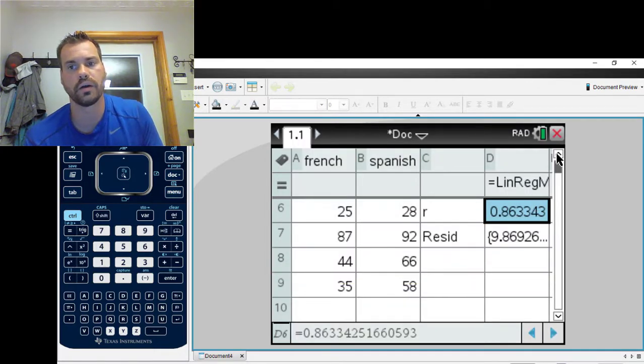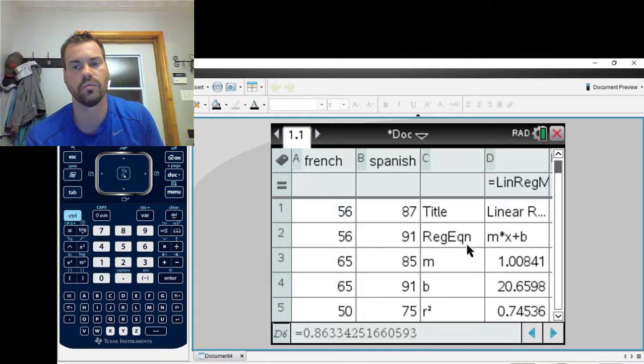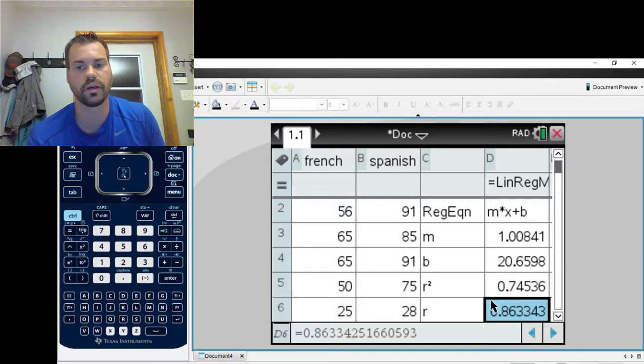And here is our data. So what it does is it tells you the regression equation is in the form mx plus b. The slope is 1.00841. The b value, the y-intercept, is 20.6598. And then it gives you two values. It gives you an r squared value and an r value.